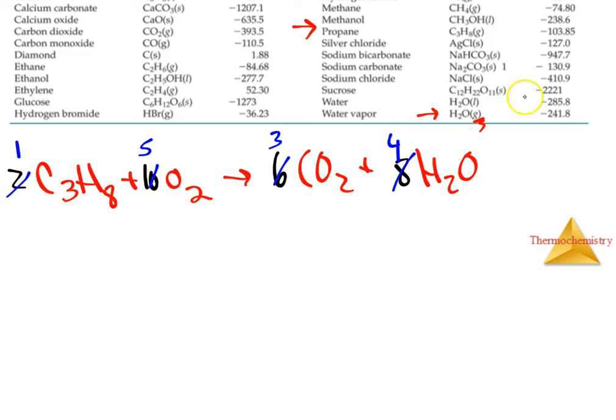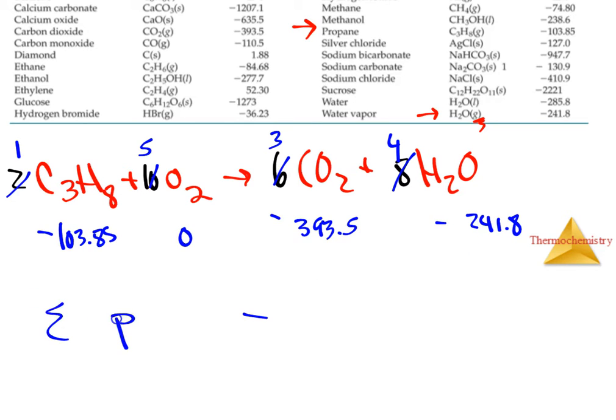So we got to find these things up here. Propane was negative 103.85, is that right? Yeah. All right. Oxygen 0. Carbon dioxide is negative 393.5. And water was vapor, so that was negative 241.8. Correct? Correct. All right. And then it's the sum of the products minus the sum of the reactants.